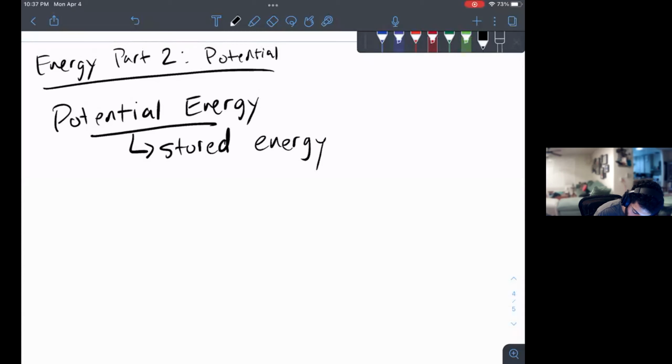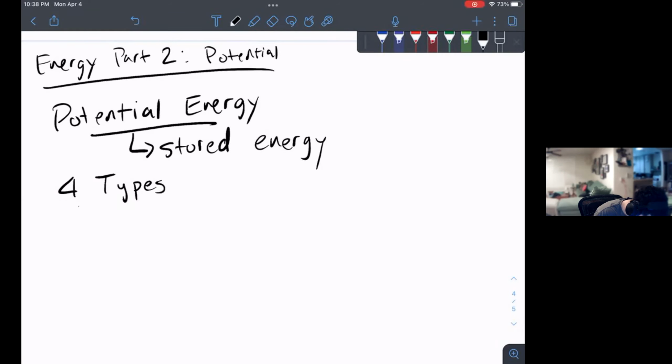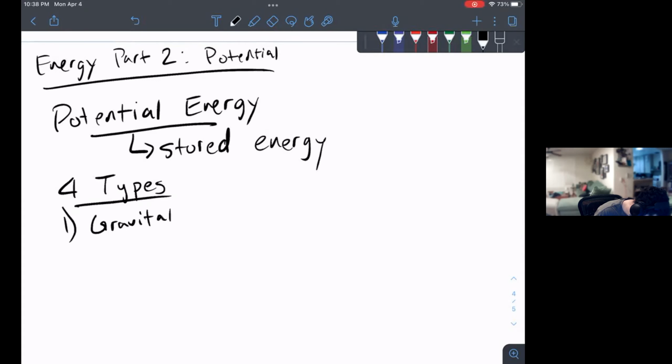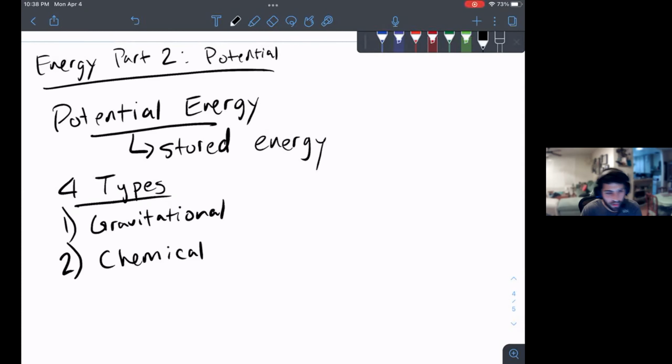Now, we actually have 4 types, but we're not really going to talk about all of them, but let's go through them anyways. So our 4 types of potential energy, one is the most common, and that's gravitational. So this is the potential energy exerted by gravity. If I'm holding an object above the surface of the Earth and the Earth is pulling on that object, it will have gravitational potential energy, because if I let go, that potential energy will turn into kinetic energy as it falls to the ground.